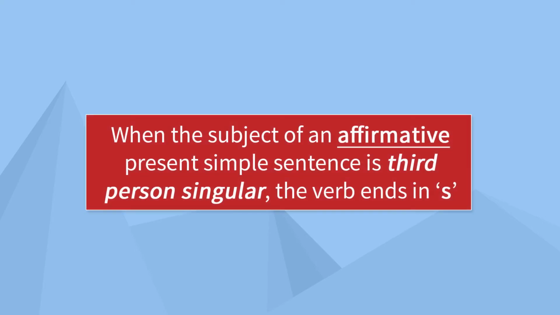The general rule is that when the subject of an affirmative present simple sentence is third person singular, the verb ends in s. Sometimes we just add s to the verb, sometimes we add es, sometimes we remove a y and add ies. But as a general rule, the last letter should always be s.